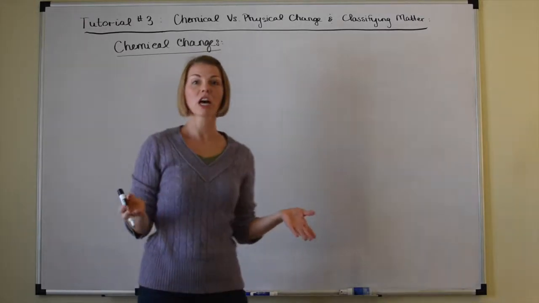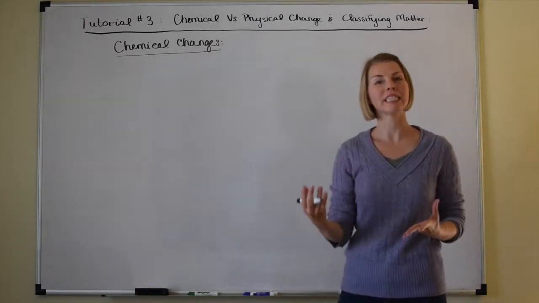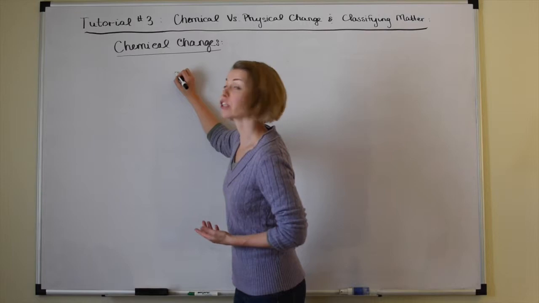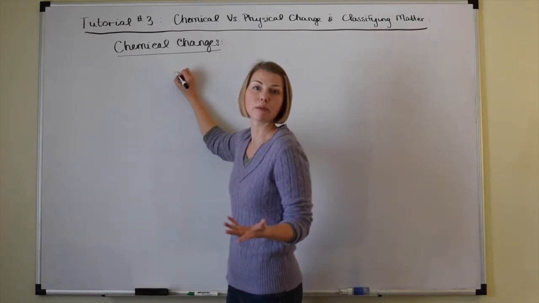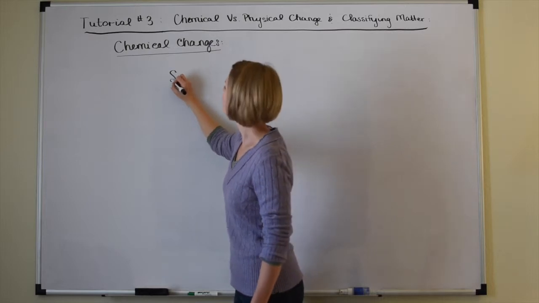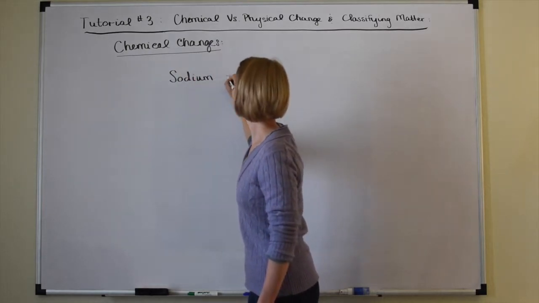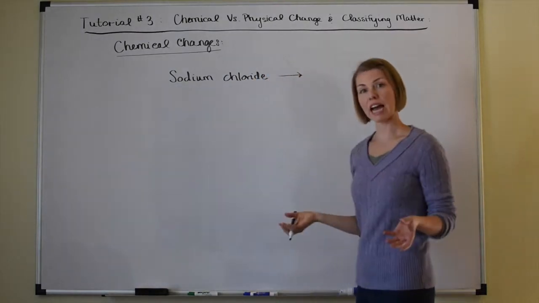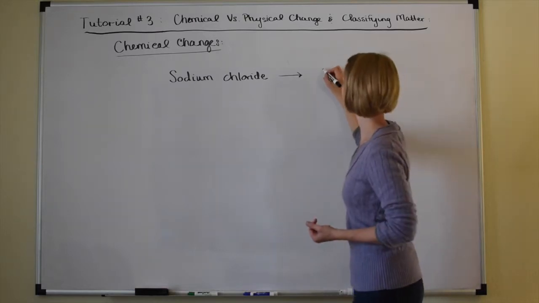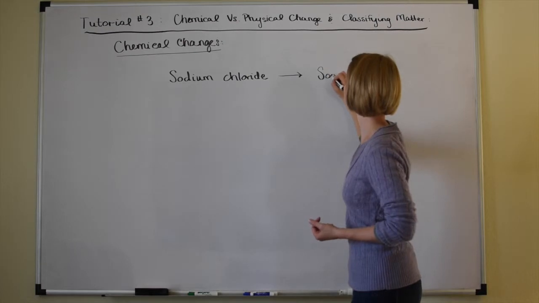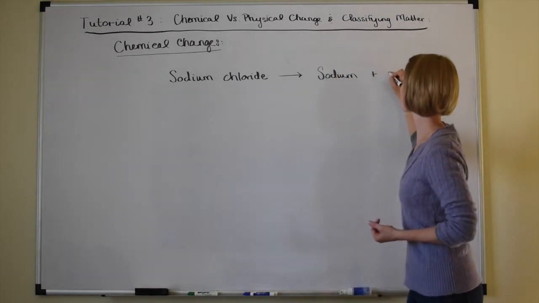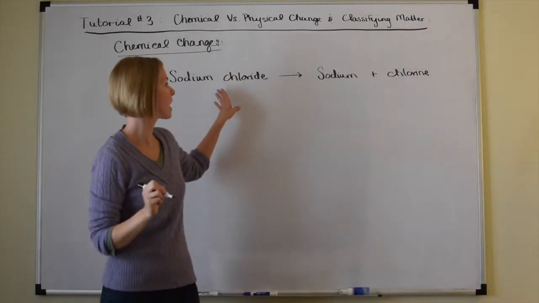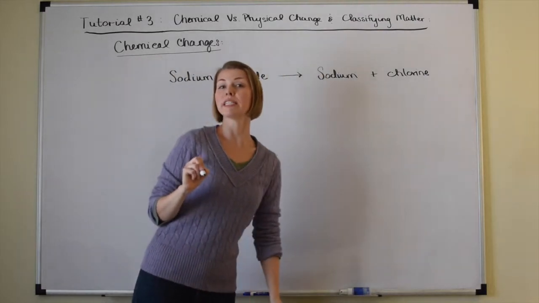With a chemical change, a substance is changed into a different chemical substance or substances. So for example, we talked earlier about sodium chloride, which is made up of the elements sodium and chlorine. Well, sodium chloride can be broken down into the elements that make it up. It can be broken down by a chemical change into sodium metal and chlorine gas. That would be a chemical change because the substance has been turned into, in this case, 2 different substances.